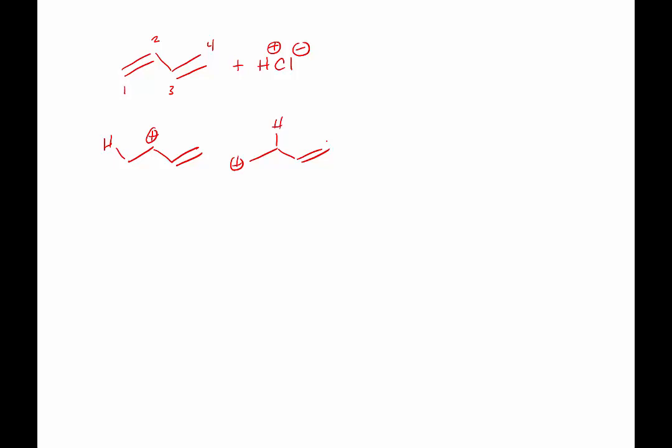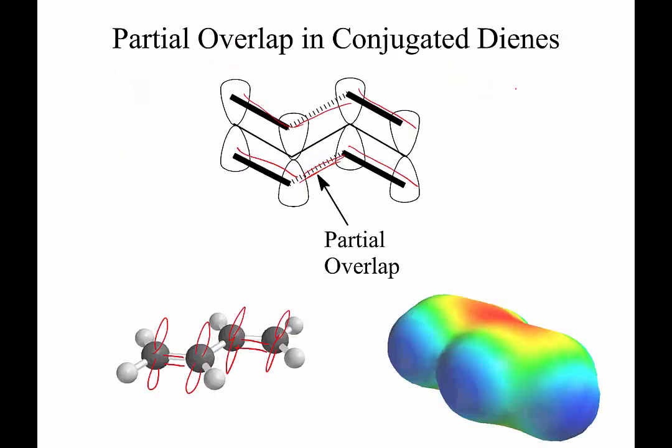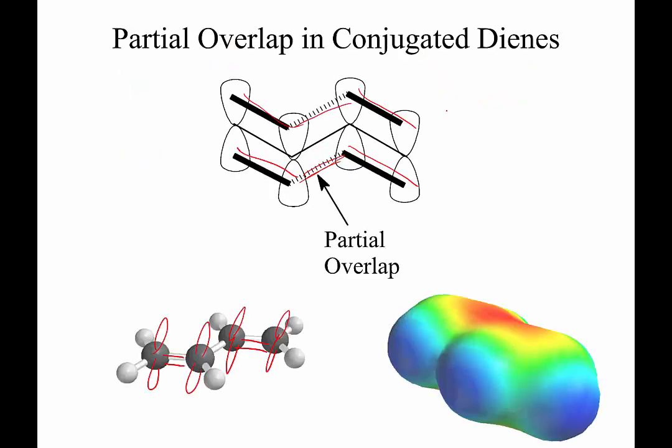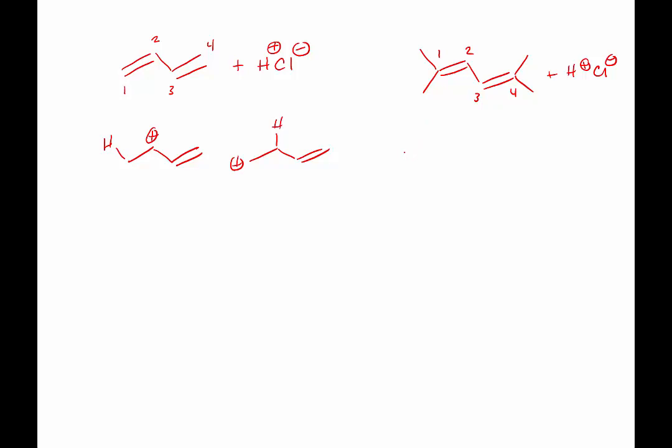I might as well change the molecule up. I'll go ahead and change my conjugated diene to that one. So, where do I add the H plus? Two. Okay. I'm going to again add H plus to both. So I'm going to add my H plus to carbon 1. And then I'm going to add my H plus to carbon 2.